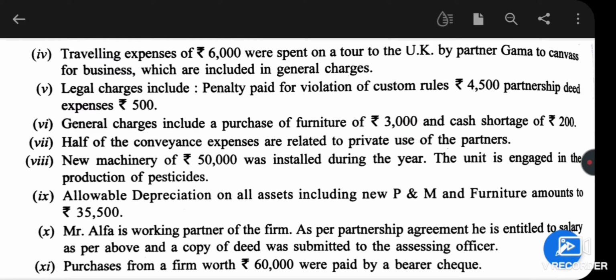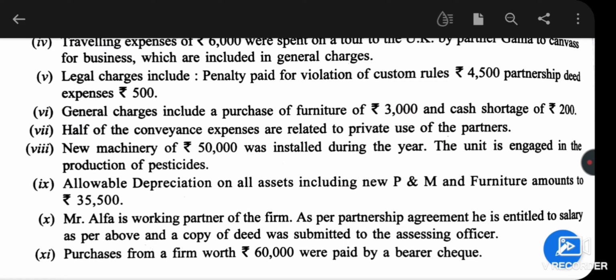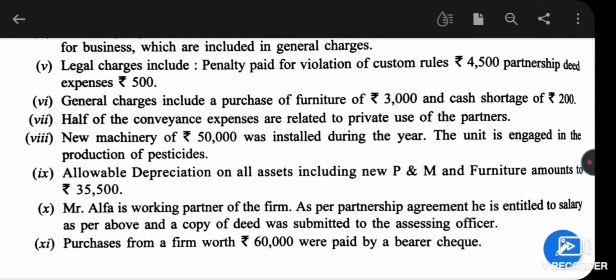Additionally, partnership deed expenses also. So when we're talking about partnership deed, it is a capital expenditure, so it cannot be allowed for the calculation of income from business. And then you have general charges include purchase of furniture of rupees 3,000. So purchase and sale of assets, remember it belongs to the income from capital gain. Okay, so it's a capital asset, so it doesn't fall under this particular head.